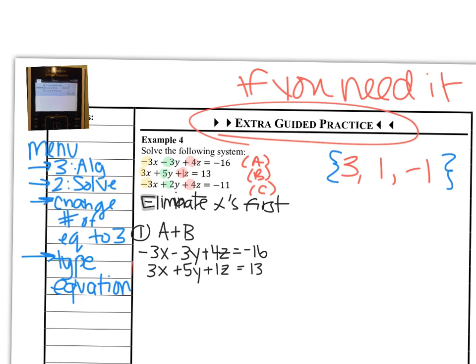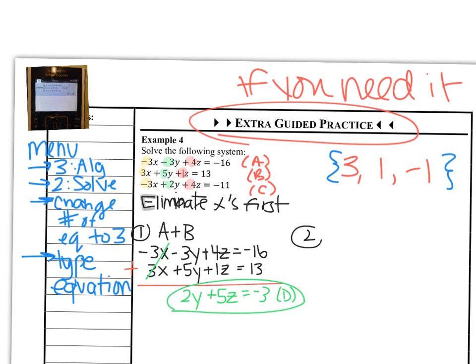So remember that we add straight down. I'm taking my coefficients, -3x plus 3x, and they cancel. Now we have -3y plus 5y, that's a +2y. 4z plus 1z is 5z. And -16 plus 13 is -3. Okay, so this becomes equation D. I'm going to circle it because we're going to come back to it in just a few minutes.